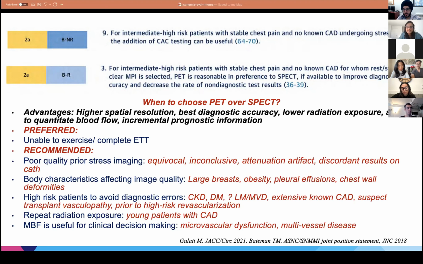We also recommend this in more high-risk patients. When you're worried that this patient has more extensive disease, like left main disease or multivessel disease, that's where you would want to choose a better test, something like a PET nuclear test over a SPECT.